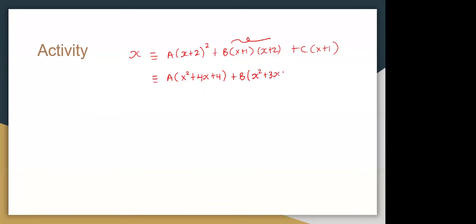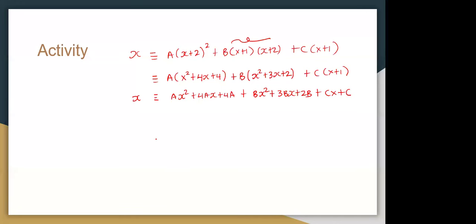That is 3x plus 2, then plus c into x plus 1. Then what you do, you can first open them. So this will be ax squared plus 4ax plus 4a, plus bx squared plus 3bx plus 2b, then plus cx plus c is equal to x.